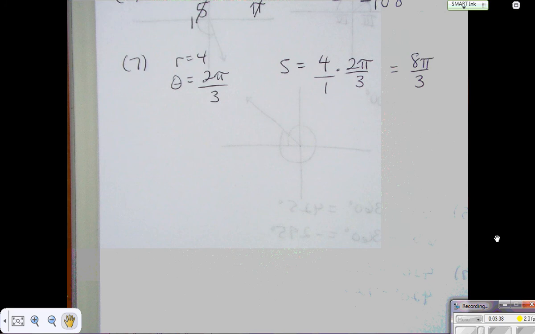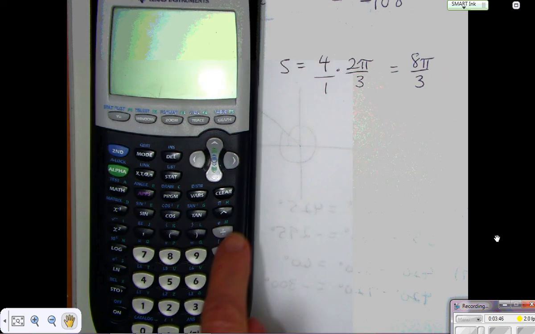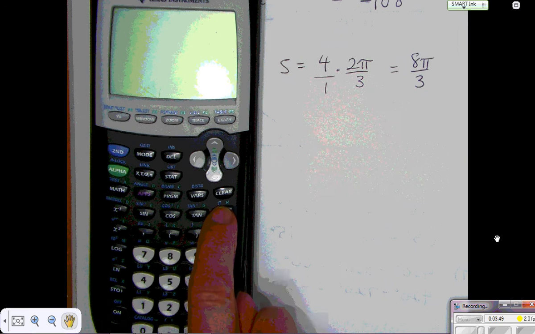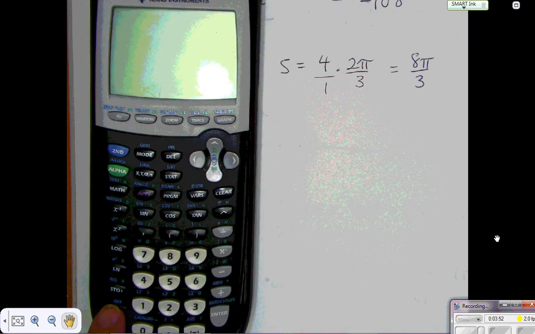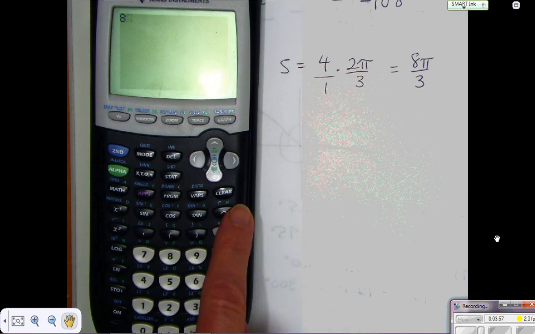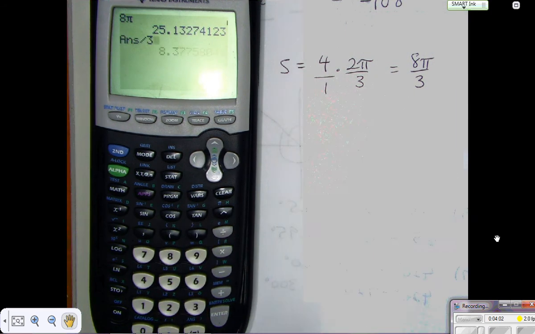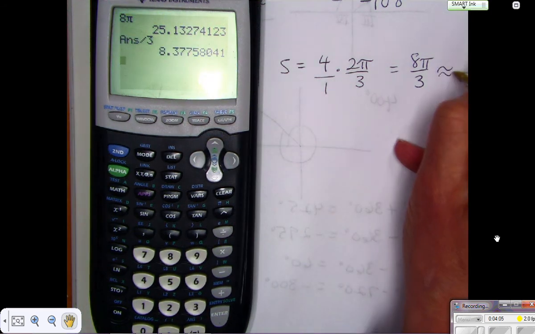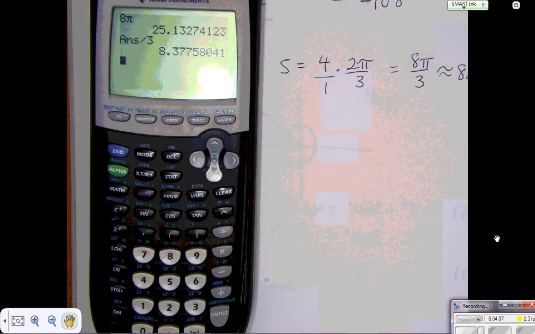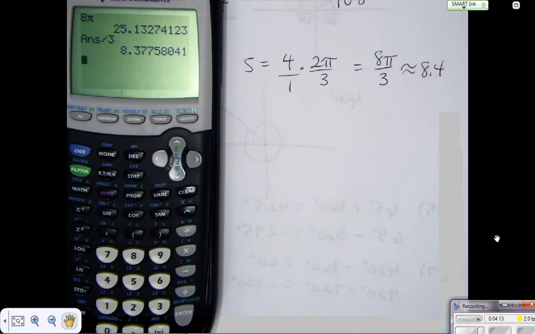And they do want this in a decimal because it's telling you to round to the nearest tenth. So on your calculator, there's a key for pi, which is the second function of your caret. So I'm going to type in 8 second caret, get that value, that's a decimal, and then divide that by 3. And that's going to be about 8.4. You don't need to worry about writing units because they don't give you a unit. So, any questions on that one?